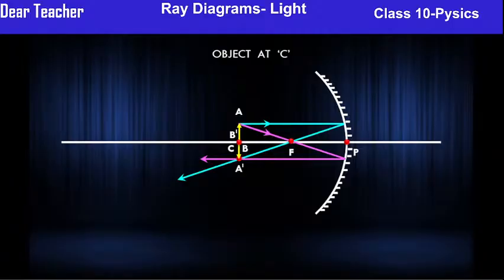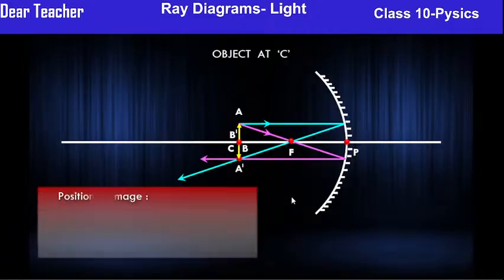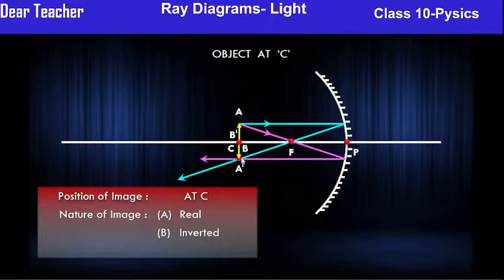When your diagrams are perfect with scale and measurements, then you will get the location perfectly. So now here, what is the position of the image? The image is formed at C. And then what is the nature of the image? Image is real, because we can catch it on the screen, and inverted, we are getting a reverse image, and it is the same size. The size of the image is equal to the size of the object. So this is about the image properties when the object is kept at C.